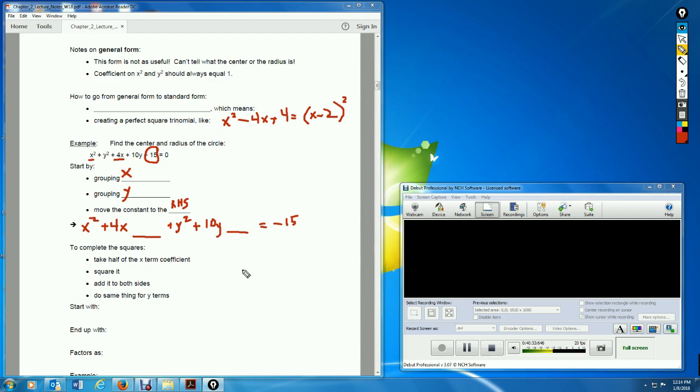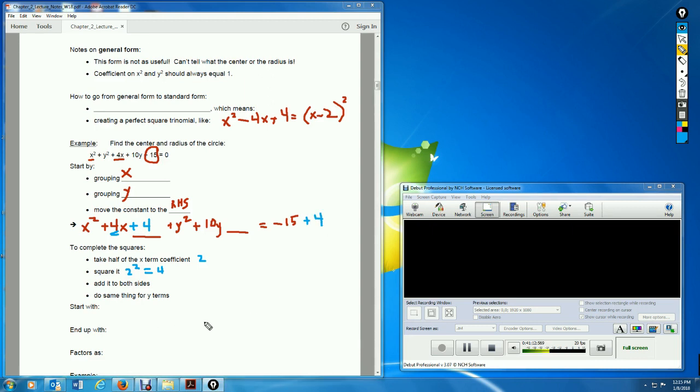All right, so to complete the squares, for example, start with the x term. Take half of the x term coefficient. The x term coefficient is 4, so half of that is 2. Square it. Okay? 2 squared is equal to 4. Add it to both sides. So right here, I'm going to add 4. If I add 4 to this side of the equation, then I have to add 4 to this side of the equation.